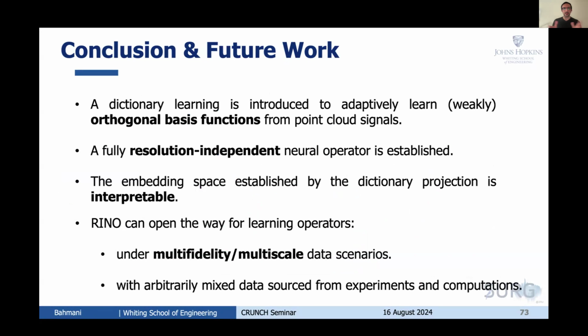In conclusion, we introduced a dictionary learning that can adaptively learn weakly orthogonal basis functions from point cloud signals. Based on that, a resolution-independent neural operator is established. The embedding space could be interpretable because the coefficient tells you how much contribution each basis has for the approximation and reconstruction. As future work, RINO opens the way for learning operators for multi-fidelity, multi-scale data, and data that are an arbitrary mix from experiment and computation, where the locations may not be aligned.